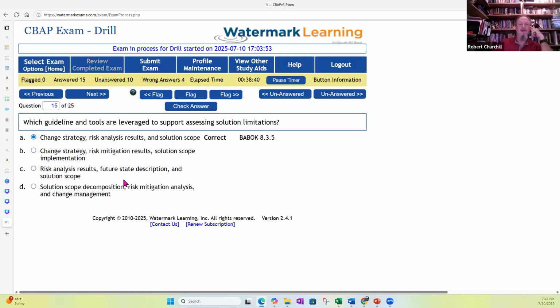That's my take. The future state is the detailed design that you're going to do, and the change strategy is how you get there. So C makes way more sense to me. So I disagree with the BABOK here, but let's see what the BABOK says.